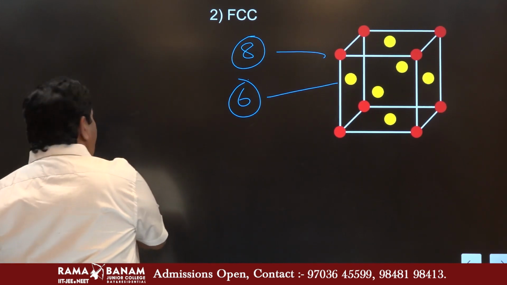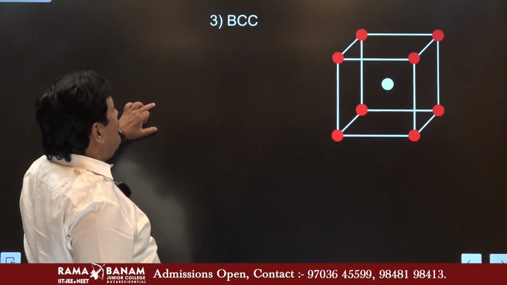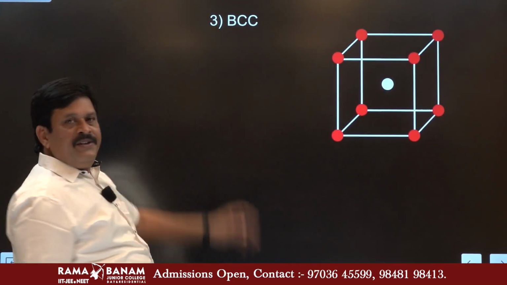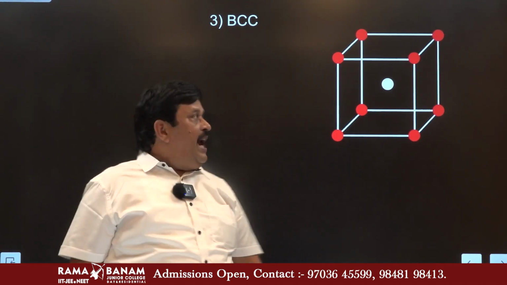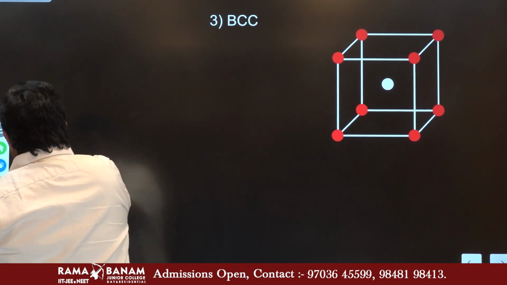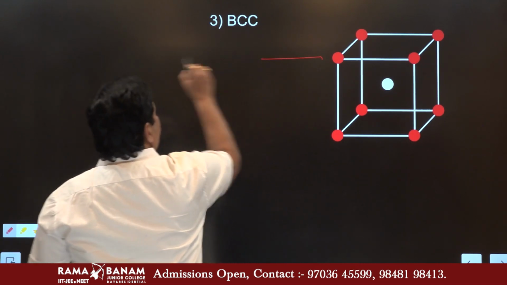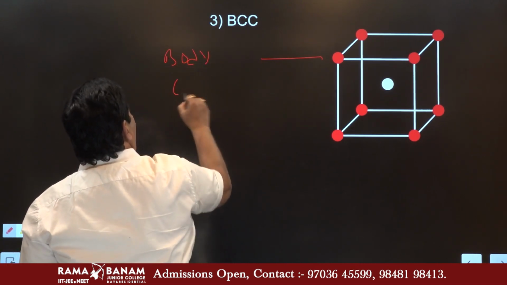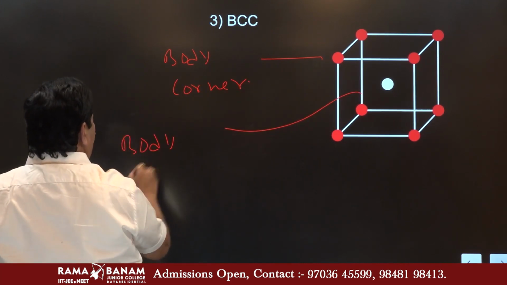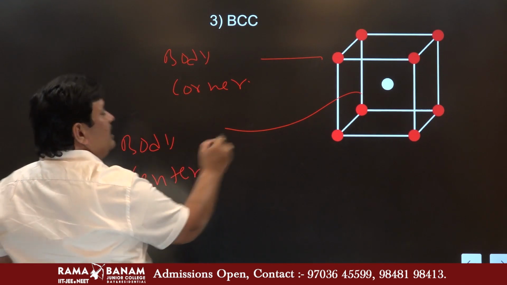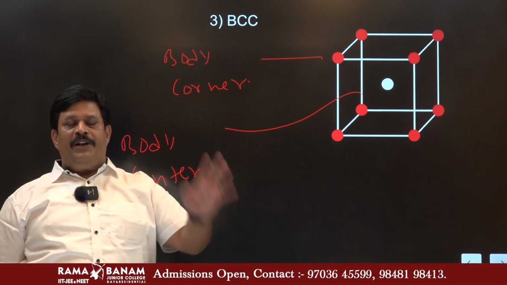Now coming to the third variety, BCC. See the diagram, it clearly indicates that red particles are at body corners and white is at body center. So, if the particles are at body corners and body center, then that unit cell is called BCC, body centered cubic unit cell.